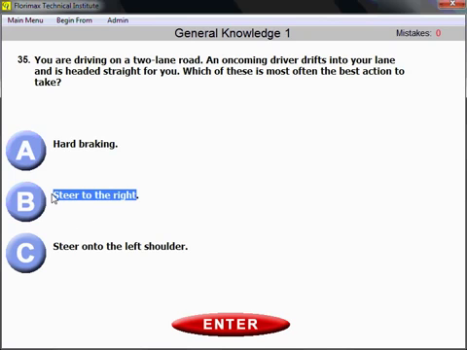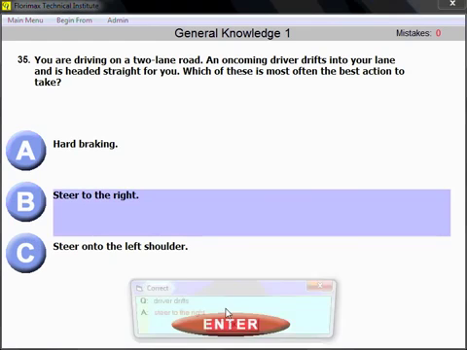In real life, it might be a different situation. But for the purpose of the exam, remember, if you are asked what you need to do if somebody is heading straight to you, steer to the right is always a right choice. Evasive maneuver. Steer to the right.